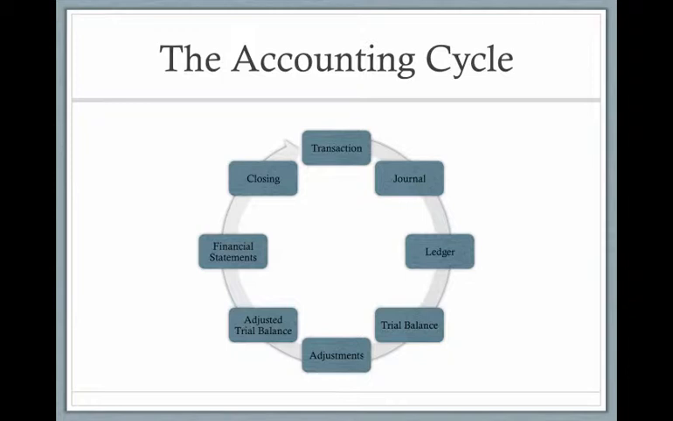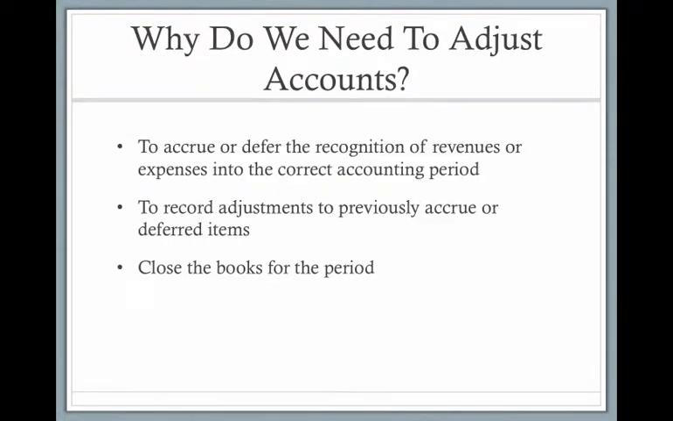So now let's talk about why we adjust the books. There are pretty much three reasons why we adjust the accounts in our accounting records. First, we want to accrue or defer the recognition of revenues or expenses into the correct accounting period. The second is to record the adjustments to previously accrued or deferred items. And the last one is to close the books for the period.